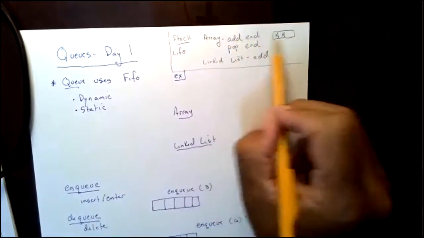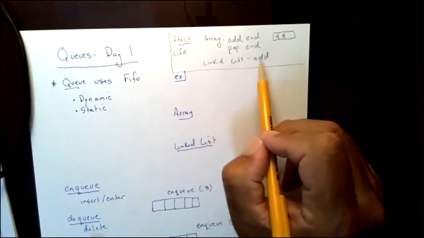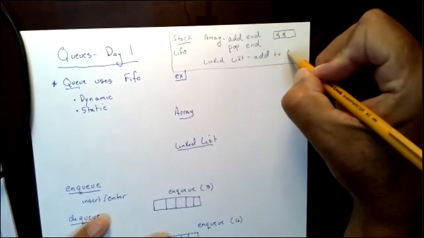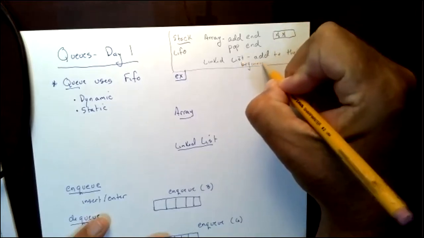So when I added to the array, I added it to the end and I took from the end. With the linked list, I added it to the beginning.